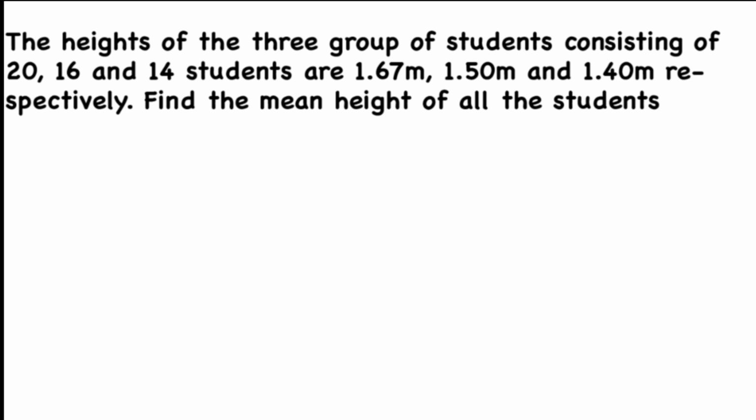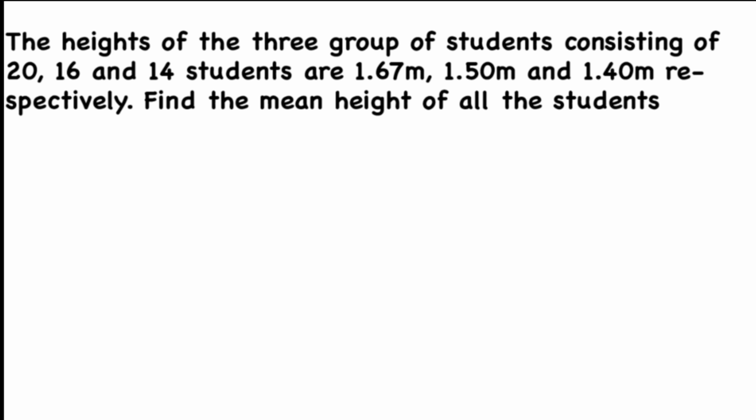Another question. The question says the heights of three groups of students consisting of 20, 16, and 14 students are 1.67, 1.50, and 1.40 respectively. Find the mean height of all the students.